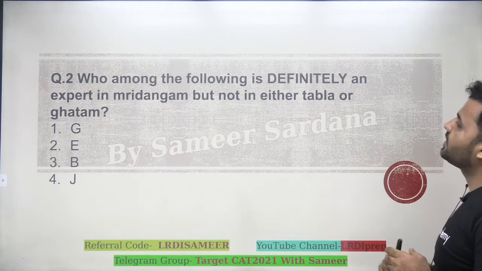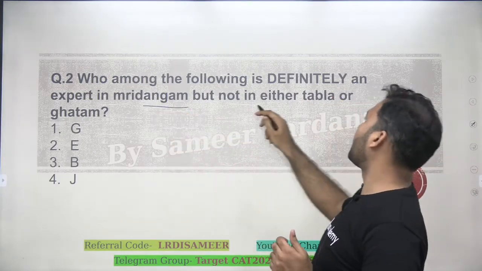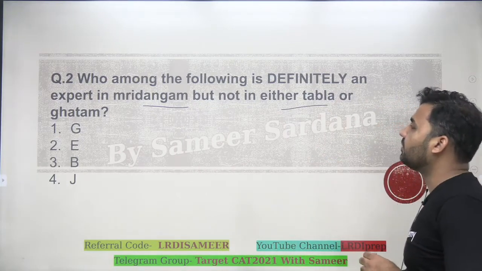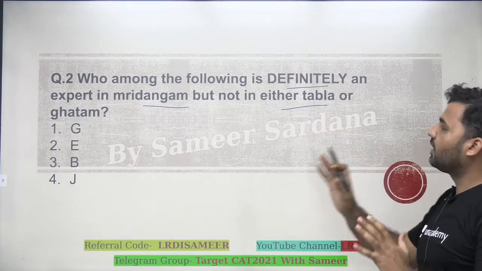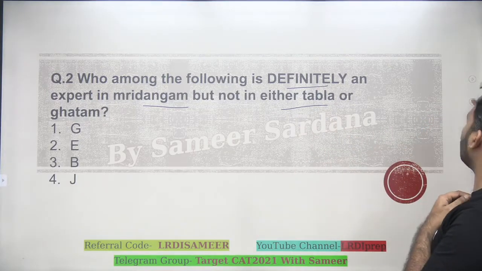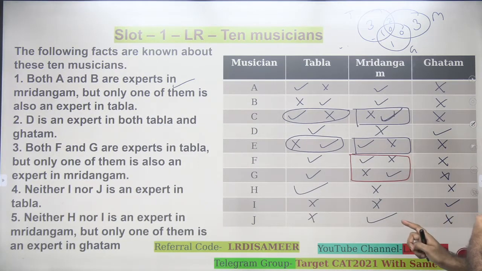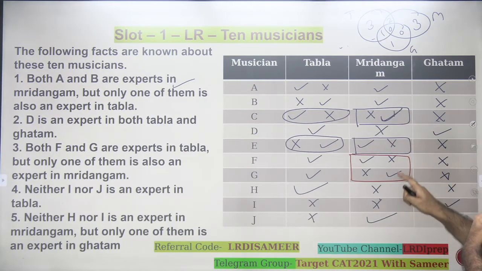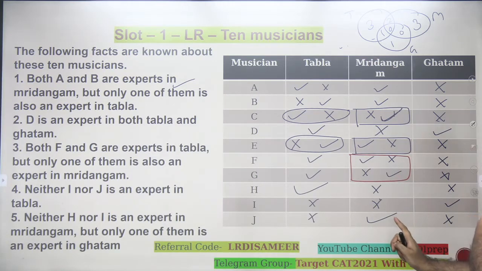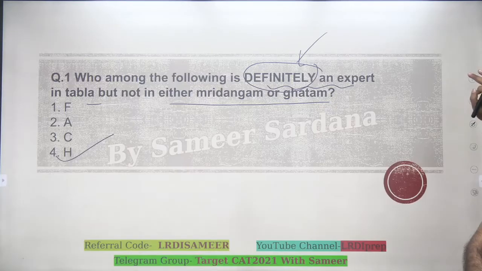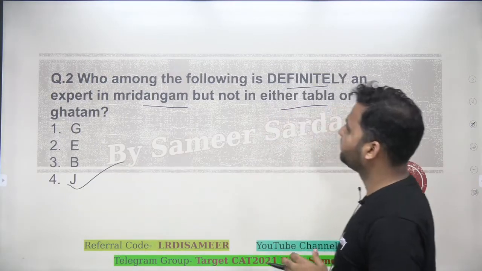If you look at the next question, who among the following is definitely an expert in mridangam but not in either tabla or ghatam? Definitely an expert in mridangam, only one instrument. So look at the table. Who is playing only one instrument? Definitely should be there. We are confused about these two, but we are not confused about J. J is definitely playing only mridangam. So you can say that J will be the correct answer.